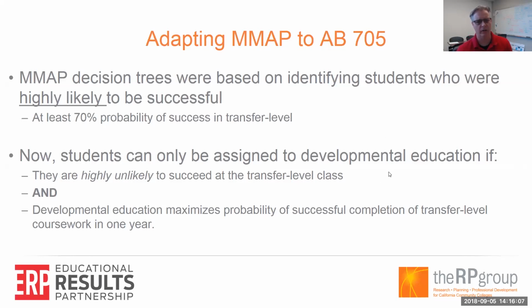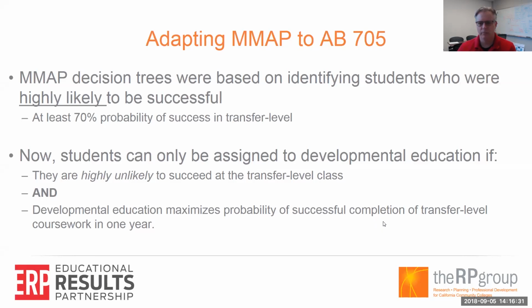And the subject of our webinar this afternoon, which is adapting the MMAP rules to AB 705 and making appropriate adjustments to the work and the projected probability of success of students who will place directly into transfer level work.